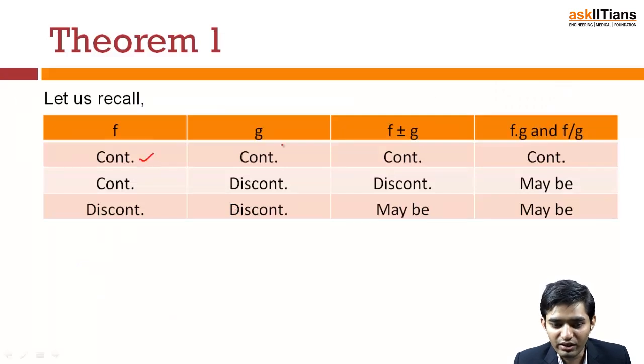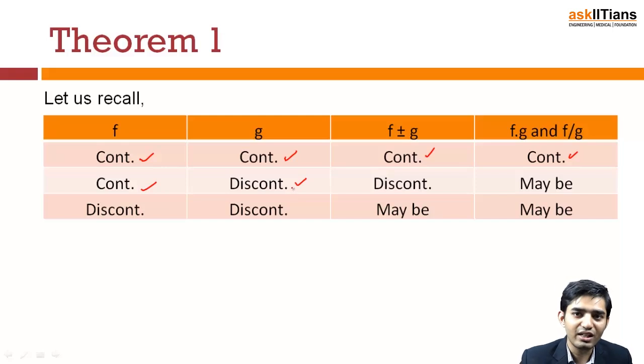So if f(x) is continuous and g(x) is continuous, then everything will be continuous. Addition, multiplication, division, subtraction, everything will be continuous. If f is continuous and g is discontinuous, one continuous function and another discontinuous function, then f plus or minus g will surely be discontinuous, and f into g and f divided by g may be continuous, may be discontinuous. So nothing can be said surely about f into g and f divided by g.